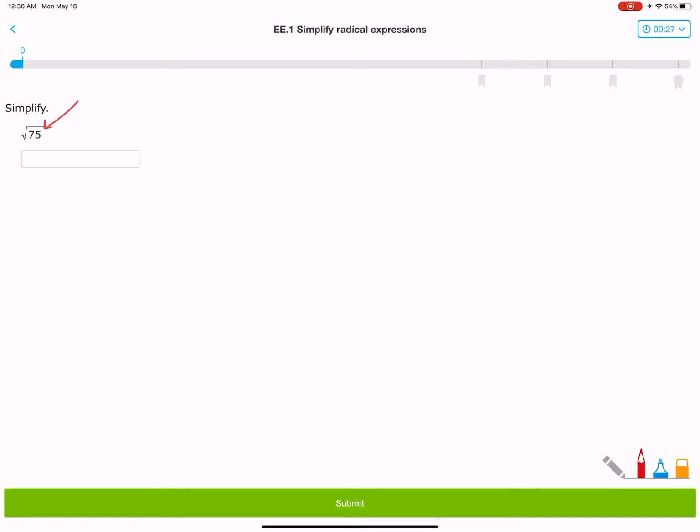So, the square root of 75, is there a number that you multiply by itself that's going to give you 75? Well, no, right? Let's think of a number. 7 times 7 is 49. 8 times 8 is 64. 9 times 9 is 81. 75 is right in between those two. So no, there is not a whole number that's going to work for that.